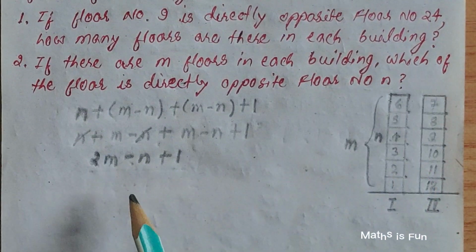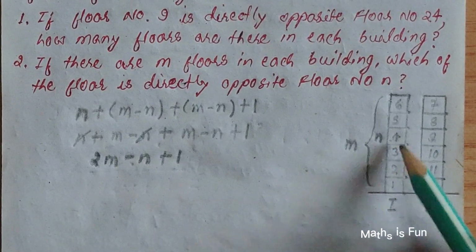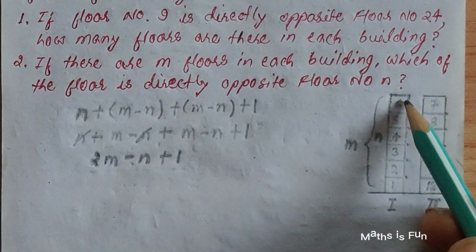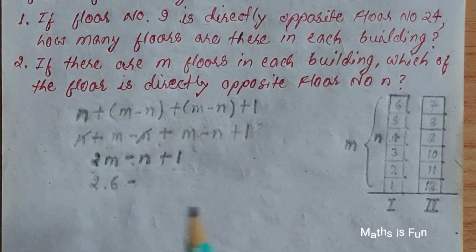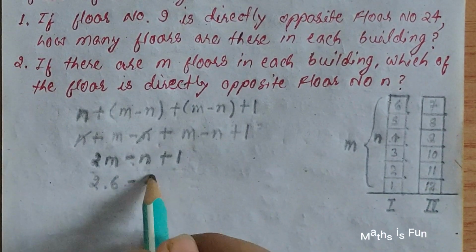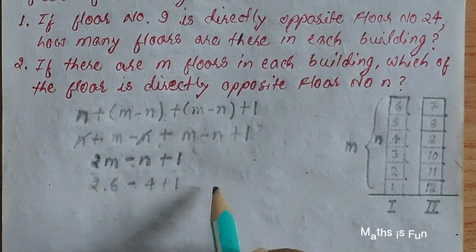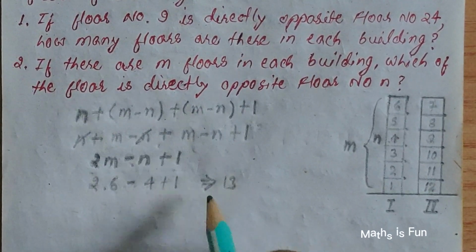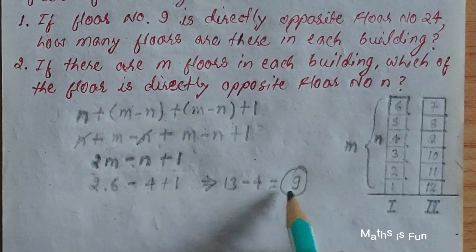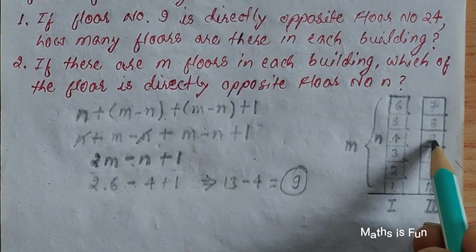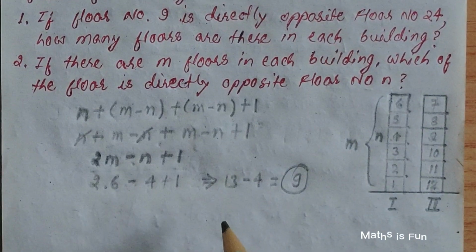We can also check this formula by using our sample. In our sample we have m equal to 6 because there are 6 floors in each building. So we take m equals 6. Then n is 4 for us, and plus 1. So 6 into 2 is 12. 12 plus 1 is 13. And 13 minus 4 will give us 9. So we see that floor number 9 in building 2 is directly opposite to floor number 4 in building 1. So our formula is correct.